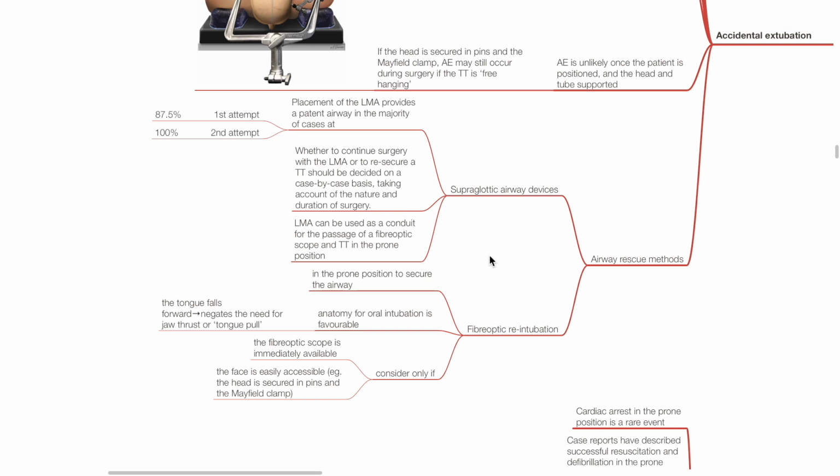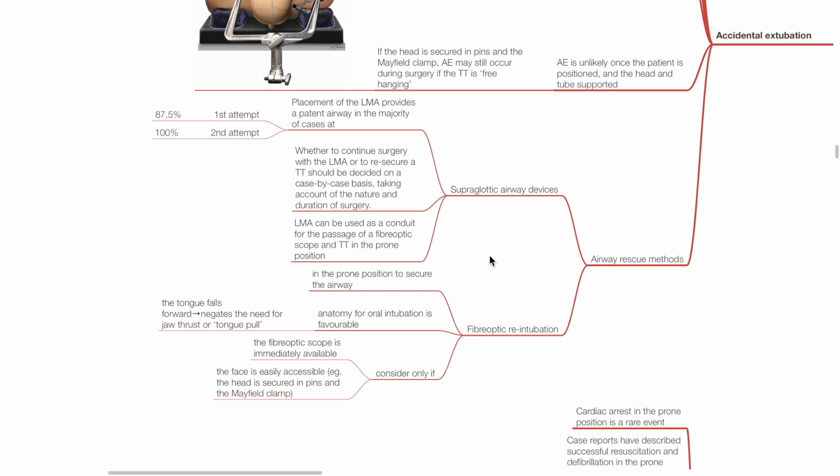Whether to continue surgery with the LMA or to re-secure a tracheal tube should be decided on a case-by-case basis, taking account of the nature and duration of the surgery. The LMA can be used as a conduit for the passage of a fiber optic scope and tracheal tube in the prone position. Fiber optic re-intubation in the prone position to secure the airway is an option.